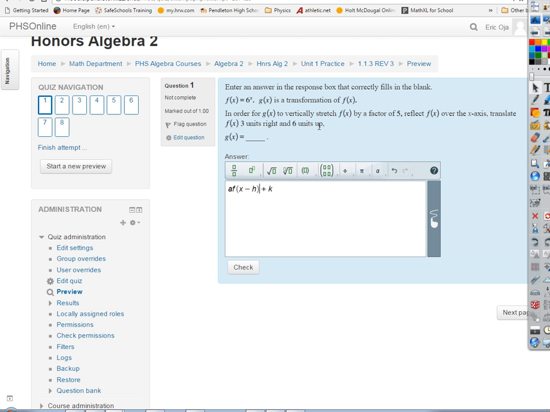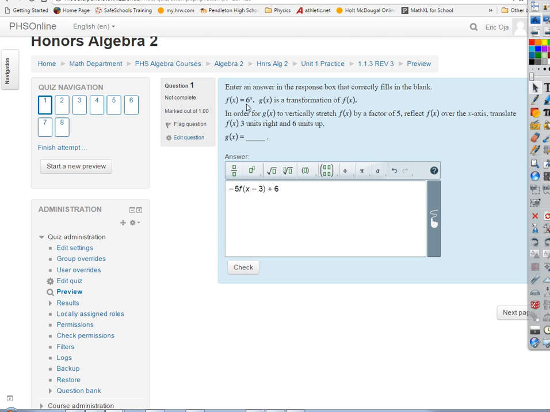All right, so what about a? We're going to vertically stretch by a factor of 5, so that becomes a 5. We're going to reflect over the x-axis, which means a is going to be negative. We're going to multiply the whole function by -1. Multiplying by -1 and 5 means -5. We're going to translate 3 units to the right. That means h is +3 because that's the positive x direction. So I'll replace the h with +3. And 6 units up means k is +6. So that is our answer.